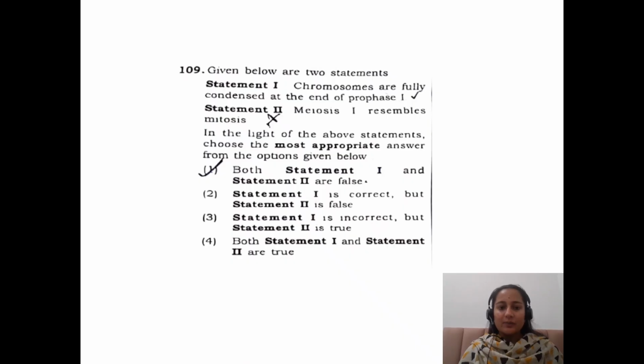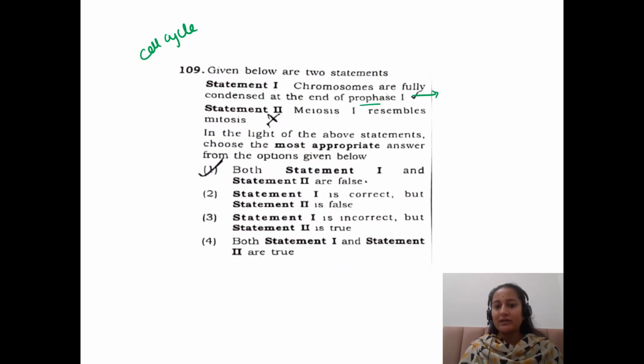109. Chromosomes are fully condensed at the end of prophase 1. So usually this question is from cell cycle and cell division. Chromosomes are fully condensed at the end of prophase 1.